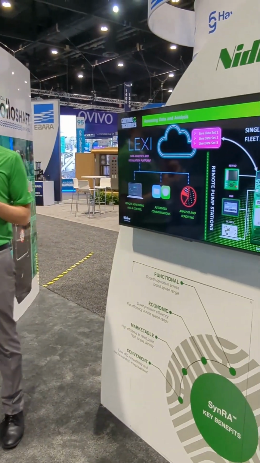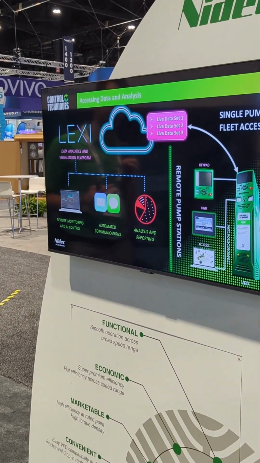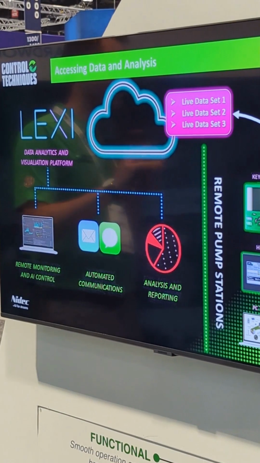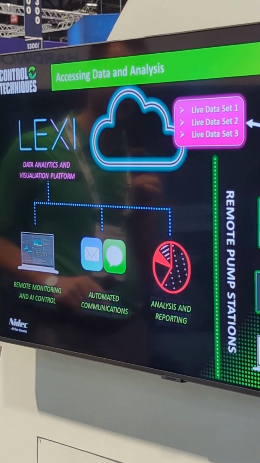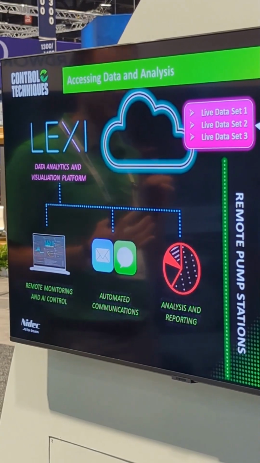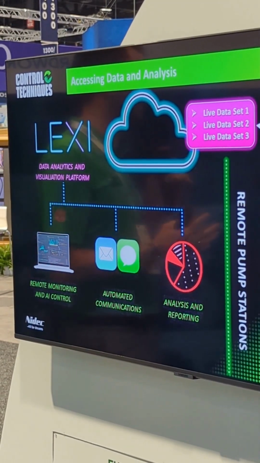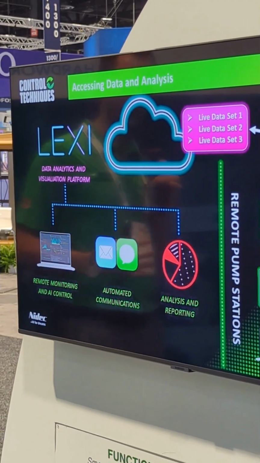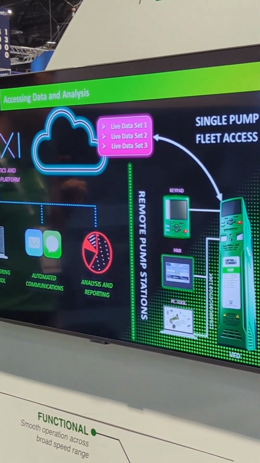Now if you have fleet access and you really want to do data consolidation, visualization, analysis, what we would do is take that data set that I showed you before that's consolidated in the drive, bring it up to the cloud, and then use a data analytics and visualization platform. We use Lexi to do this today. And what this allows us to do is both remote monitoring or AI control.